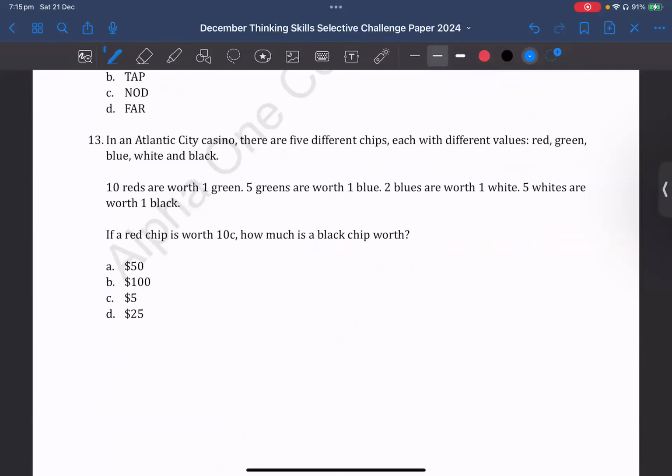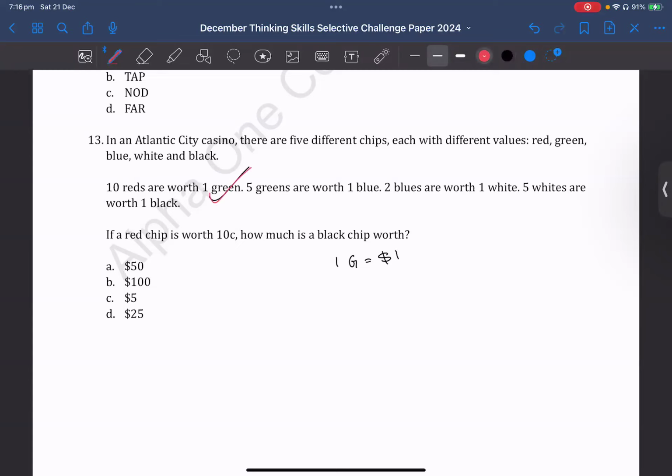In Atlantic City Casino, there's 5 different chips, each with different values: red, green, blue, white, and black. 10 reds are worth 1 green, 5 greens are worth 1 blue, 2 blues are worth 1 white, 1 black. The good thing about this is that you just go forward. So 10 reds are worth 1 green. Always work through this systematically. So 1 green is equal to $1. Done. Tick it off as you go.